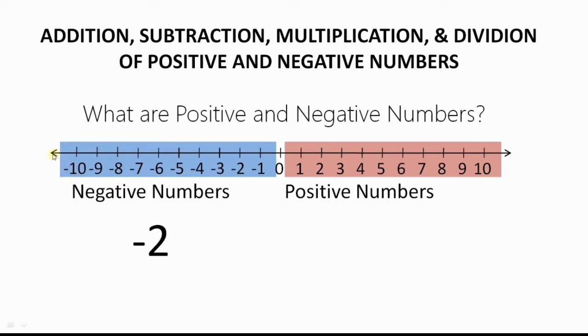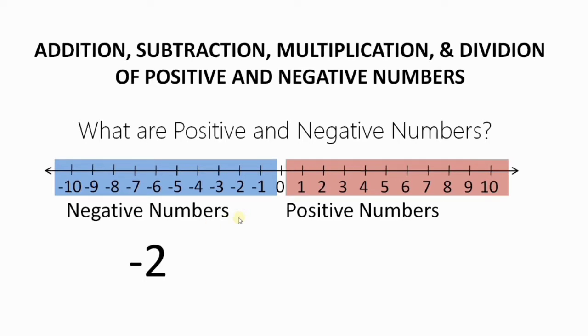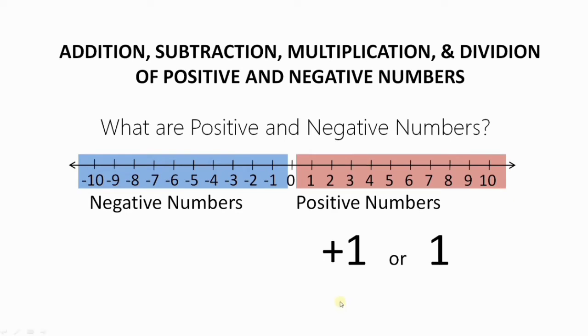And the arrow at the two extreme ends indicates that negative numbers go to infinity and positive numbers also go to infinity. For positive numbers, they can be written either like this, +1, or simply 1. So positive numbers can either be written with a positive sign before them, or they can be written without a sign. So now that we understand positive and negative numbers, let us look at the rules for addition and subtraction of these positive and negative numbers.